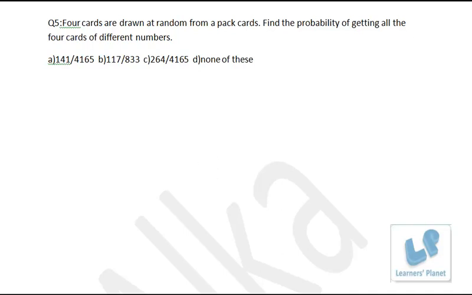So in all there are 13 types of numbers, right? 4 ones, 4 twos, 4 threes, 4 fours, 4 fives, and so on. So 13 types of number. Now the total number of cases will be 52C4.